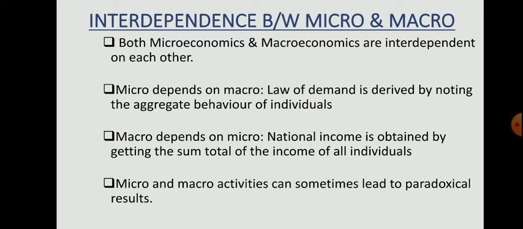Why? Because at a macro level what will happen? If everyone starts saving, then aggregate demand will fall. How can you save? You can save money by purchasing less or spending less, then only you can have some money and you can save that. So if everyone starts saving, that means the aggregate demand of the country will fall. So, that is also not desirable. So, savings is good at the micro level, but it is not good at the macro level. So, this is the paradox actually, this is called paradoxical result.